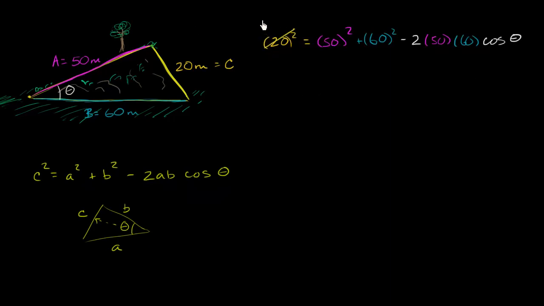So 20 squared, that is 400. 50 squared is 2,500. 60 squared is 3,600. And then 2 times 50 is 100, times 60. This is all equal to 6,000. So if we simplify this a little bit, we're going to get 400 is equal to 2,500 plus 3,600. Let's see, that'd be 6,100, minus 6,000.